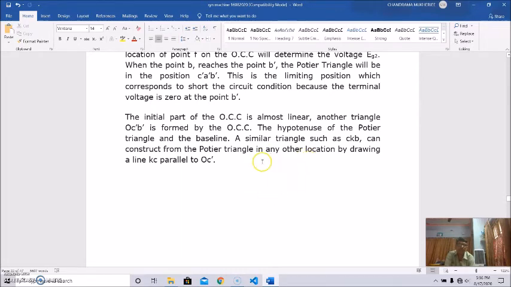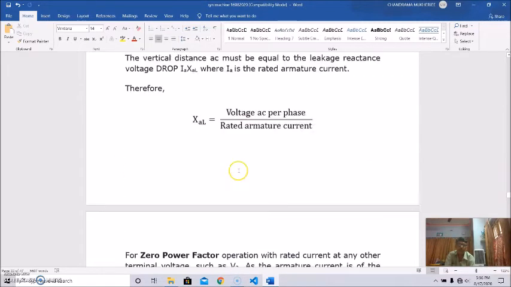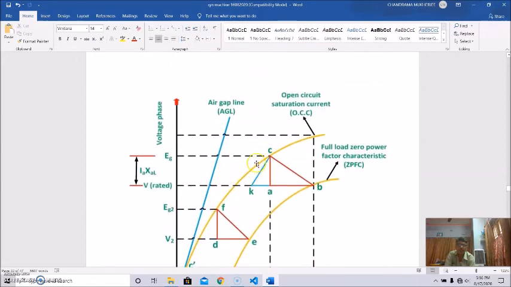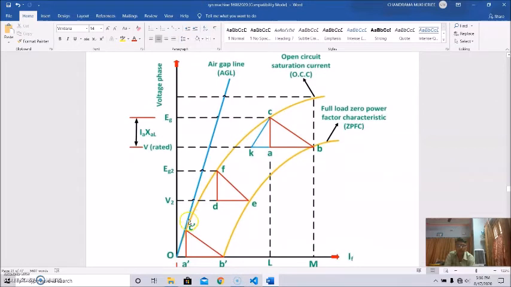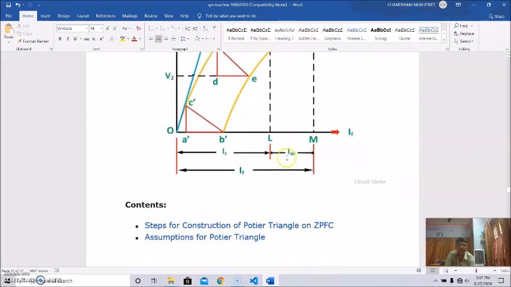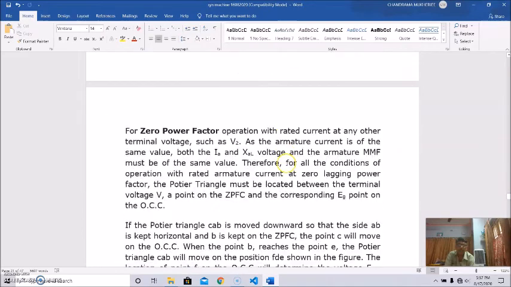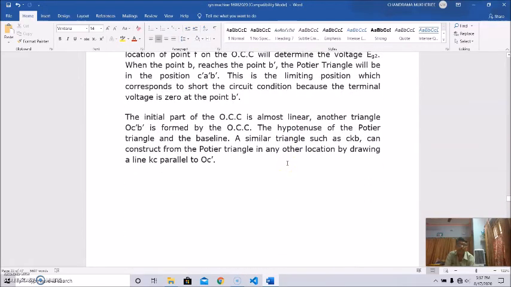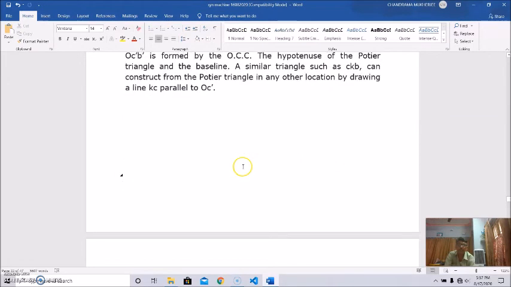A similar triangle such as CKB can be constructed from the Fourier triangle in any other location by drawing a line KC parallel to OC dash. Similar triangle CKB, by this CK parallel to OC dash, if we draw. So this is another triangle similar to this one. So CKB is formed in any other location by drawing the line KC parallel to OC dash.